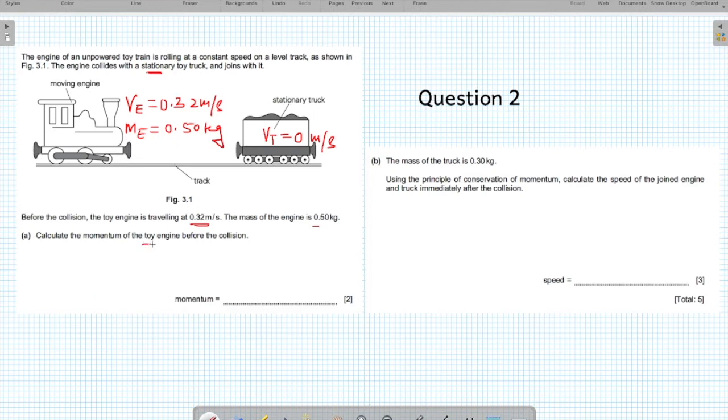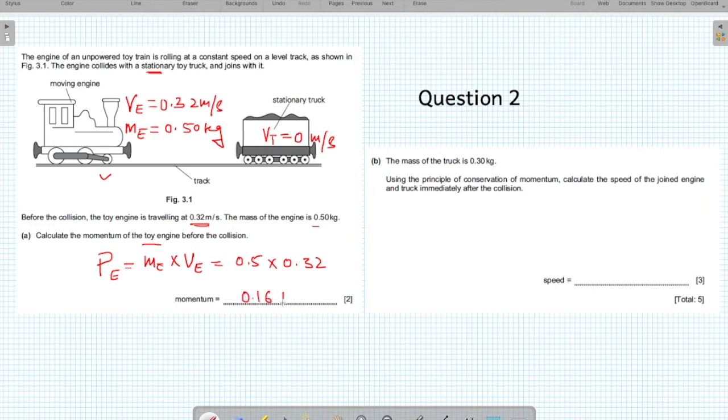Calculate the momentum of the toy engine before the collision. You have to calculate the momentum of the toy engine, which is simple. First question is simple. So the momentum of the engine, let me use the letter P because momentum is denoted by letter P. Momentum of the engine is mass of the engine times the velocity of the engine. So you have to multiply both the numbers. Simple, 0.5 times 0.32. So when you multiply these numbers, your answer should be 0.16.